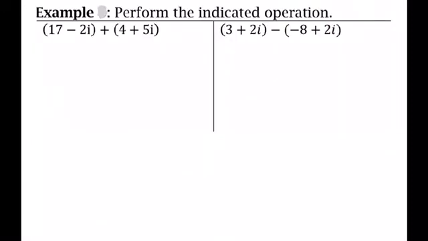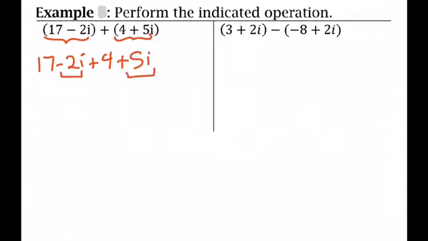Okay, the next one, we're going to perform the indicated operation. So we're going to be adding complex numbers. We've got one complex number plus another complex number, and you're going to treat these just like you would any kind of polynomial. So we're going to say 17 minus 2i plus 4 plus 5i, and you just combine your like terms, so to speak. We're going to combine our imaginary parts, and we're going to combine our real number parts. So 17 plus 4 is 21. Negative 2i plus 5i is 3i. That is in standard form, so we've got our real part and our imaginary part, and that's going to be my answer.